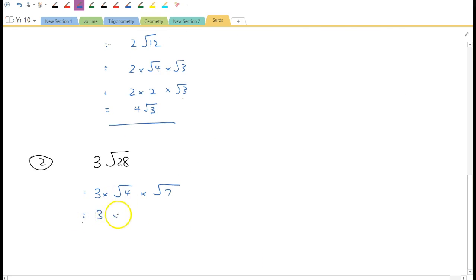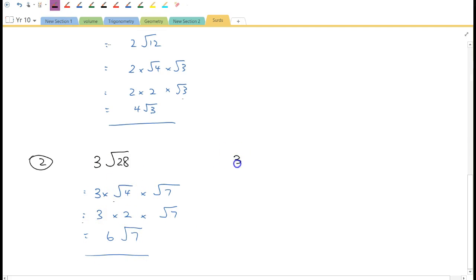3 times the square root of 4 is 2, times the square root of 7 is just the square root of 7. 3 2's are 6. That's the final stage of my simplification. Drop the multiplication sign. 6 root 7 is my answer. Okay, the 3 just holds out the front, multiplies by your simplified surd.